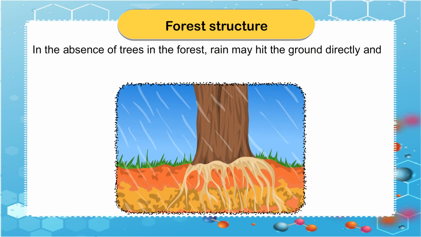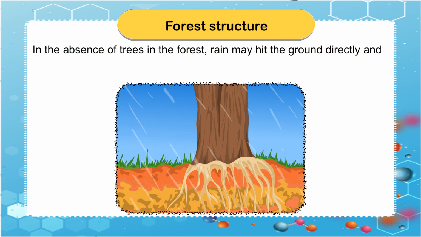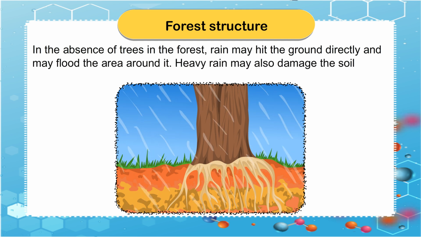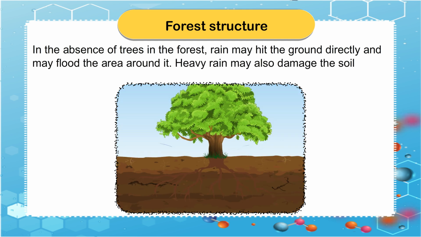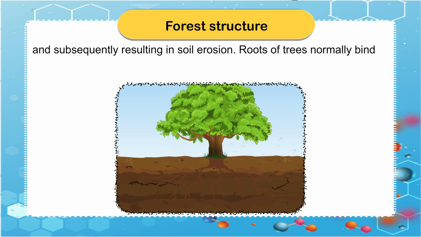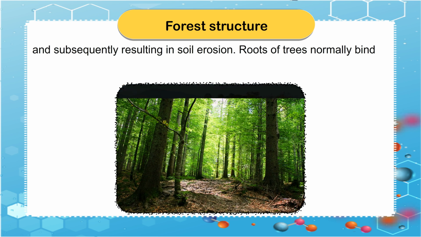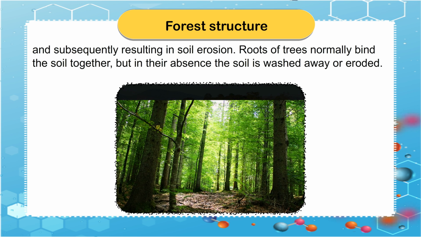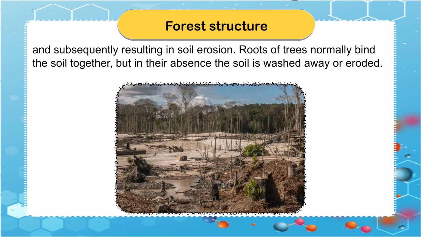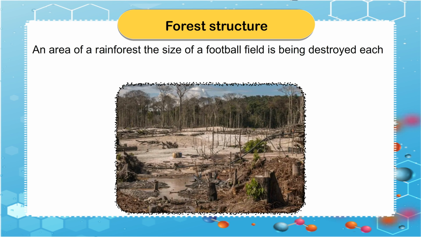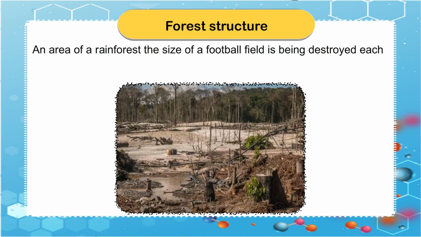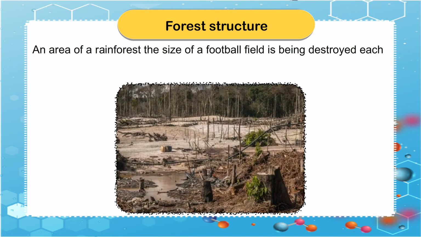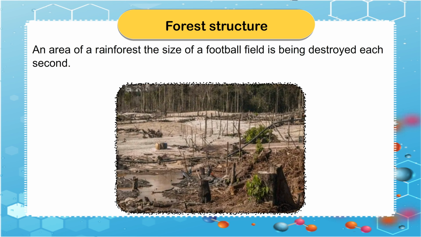In the absence of trees in the forest, rain may hit the ground directly and may flood the area around it. Heavy rain may also damage the soil, subsequently resulting in soil erosion. Roots of trees normally bind the soil together, but in their absence the soil is washed away or eroded. An area of a rainforest the size of a football field is being destroyed each second.